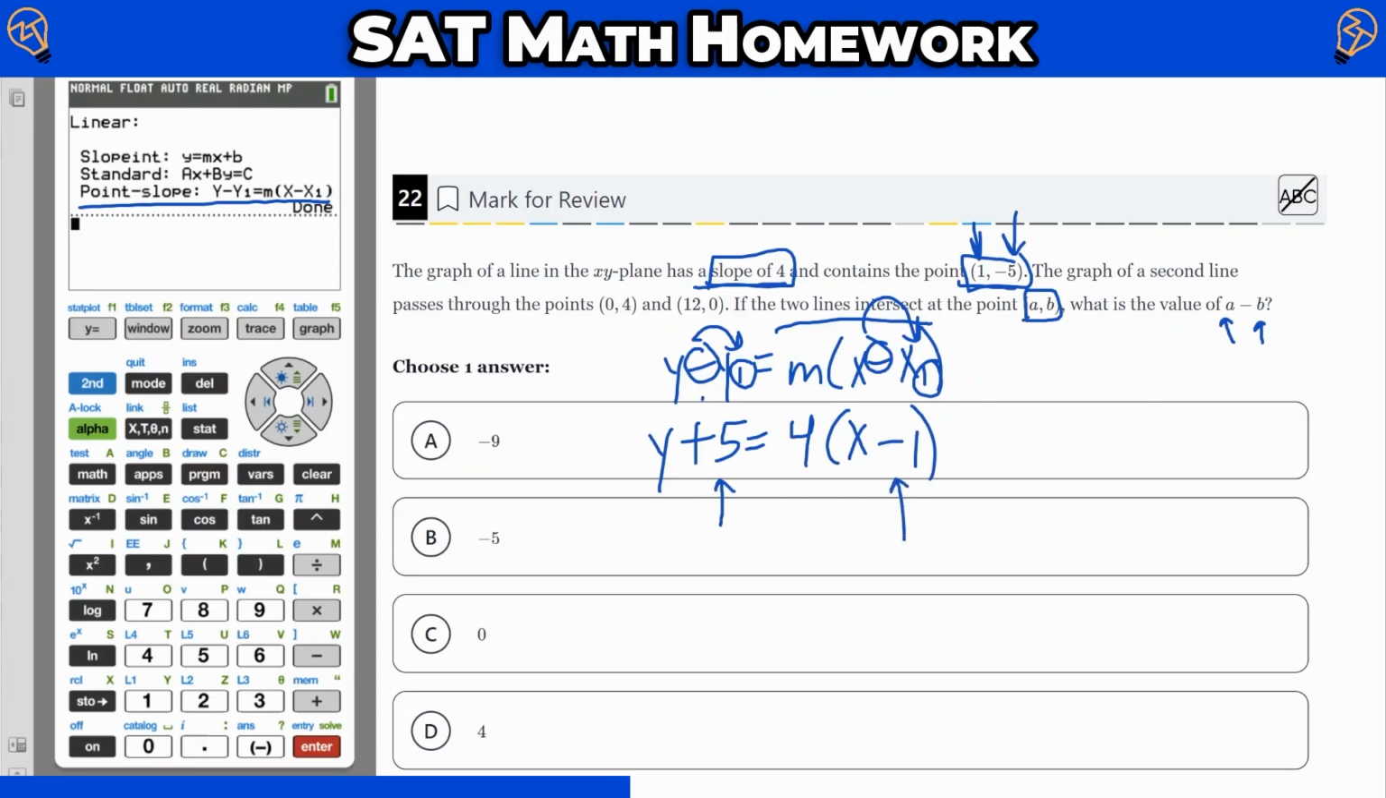So now we have one equation in point slope form. We could get it into slope intercept form, but I would like to avoid making mistakes whenever possible. So distributing and then moving this over gives us more chances to make mistakes.